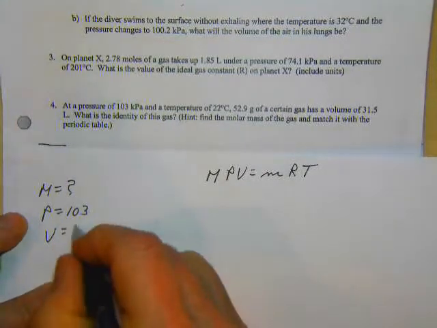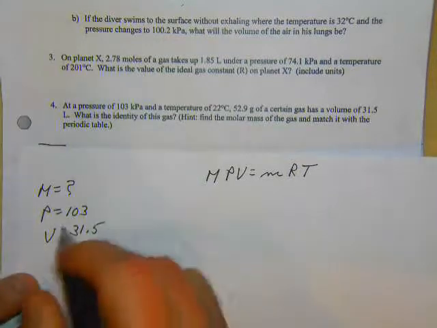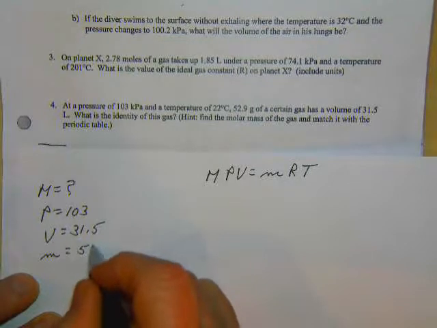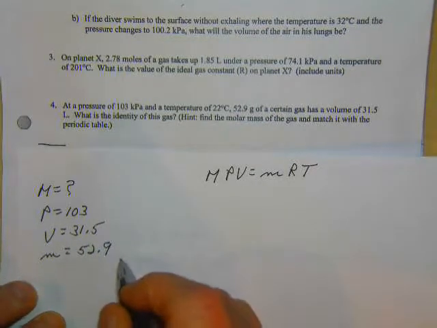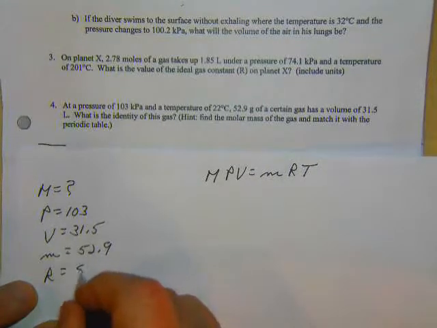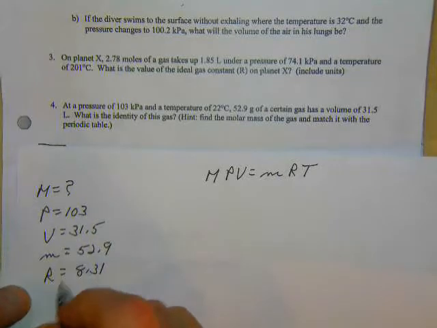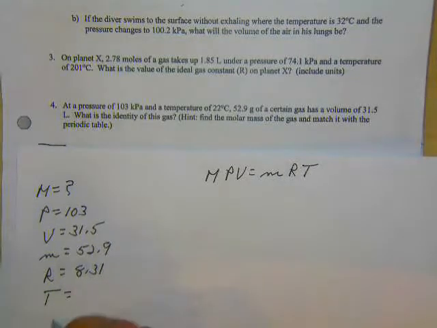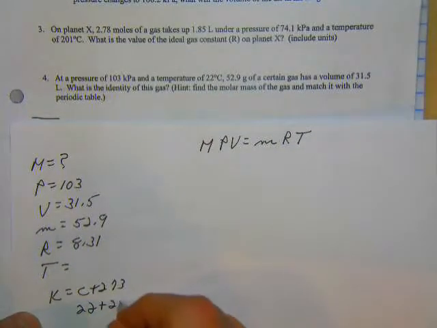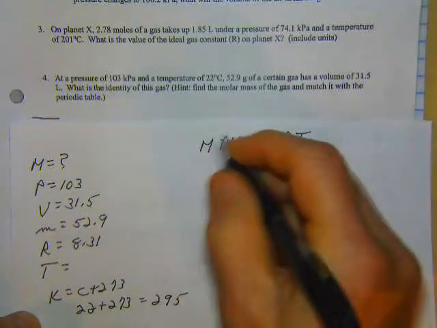Volume, we have 31.5. The mass, we have 52.9 grams. R, seeing we're using kilopascals, is going to be 8.31. And our temperature, again, Kelvin equals Celsius plus 273. So that's 22 plus 273, and that equals 295.